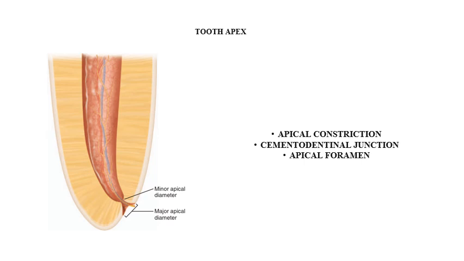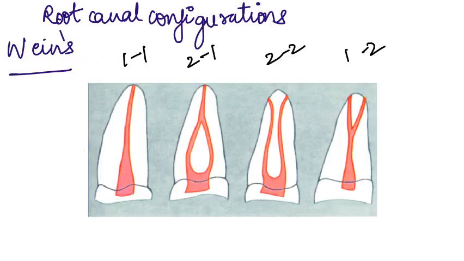Okay, so these are three important landmarks. Your apical constriction, apical foramen is very important, and all your BMP observation will terminate at your apical constriction. Okay, then root canal configuration. There are many classifications for it, but Weine's and Vertucci's are very important.